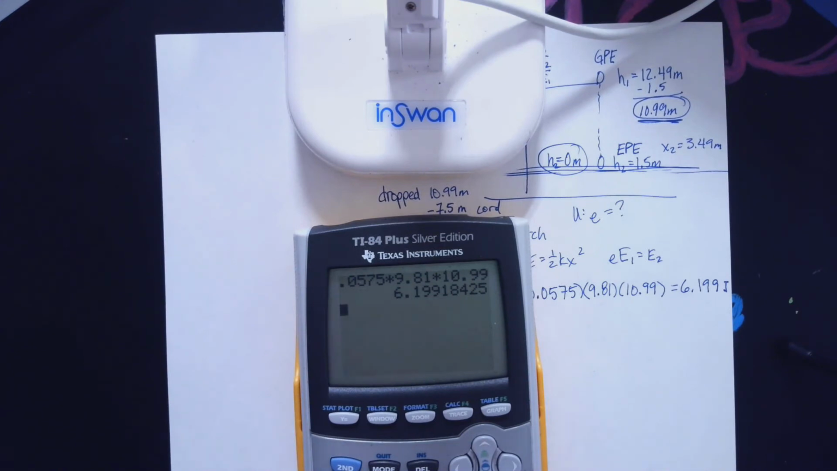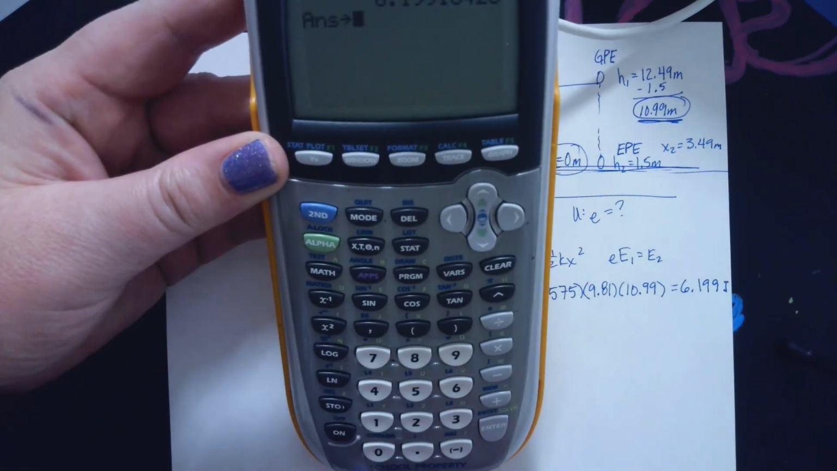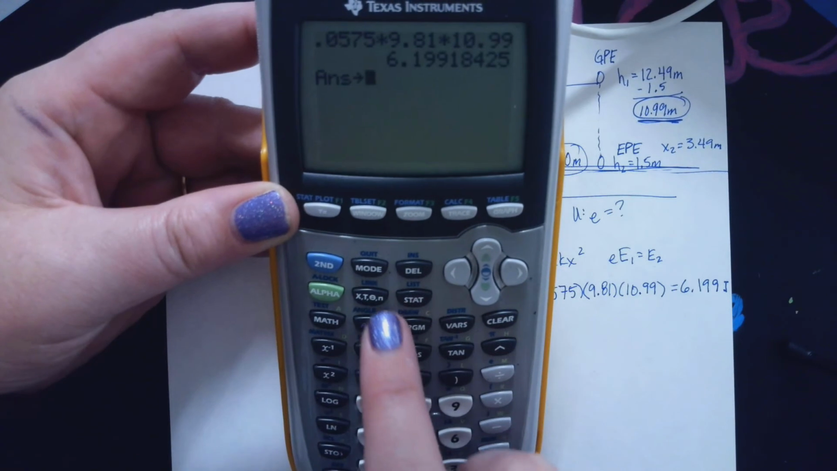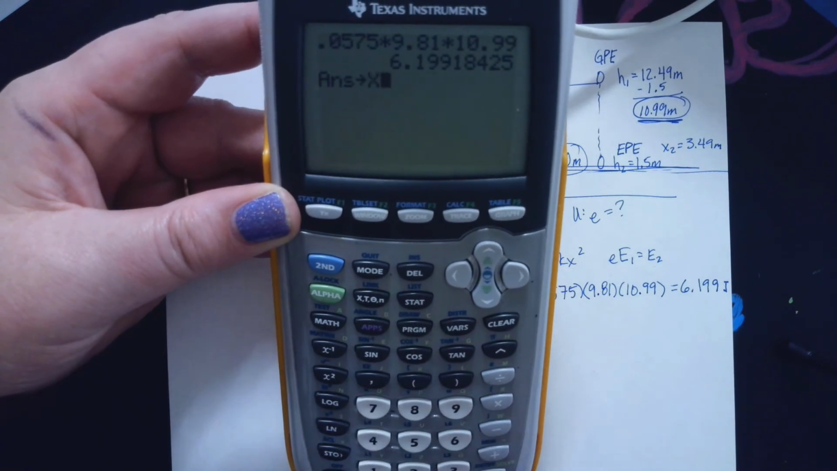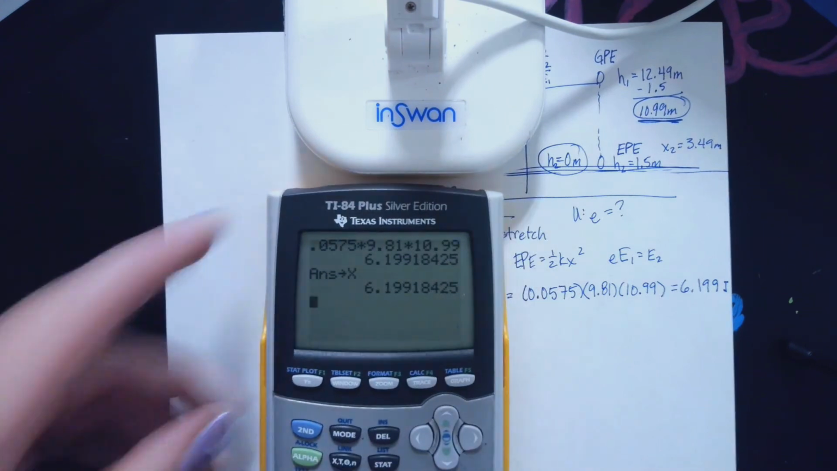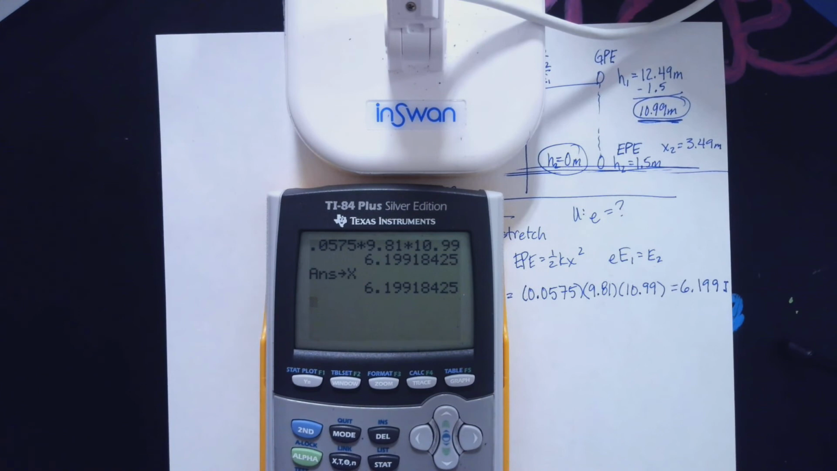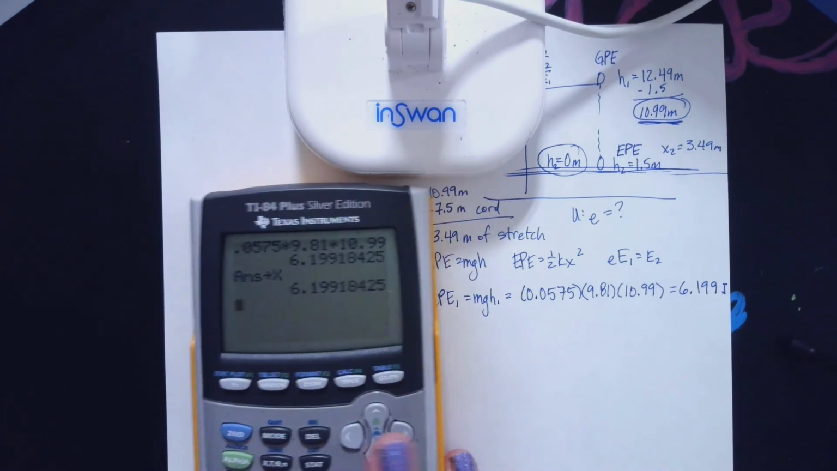So I'm going to hit this graphing calculator. You guys can't see it, but I'm going to hit, now you can see it, the store button, and I'm just going to hit this button here, which stores it as X. And then I have that exact value, so when I go back later to divide it, I can divide by that rather than divide by 6.199, sorry, that gives me a more exact answer. All right, so that's GPE 1.